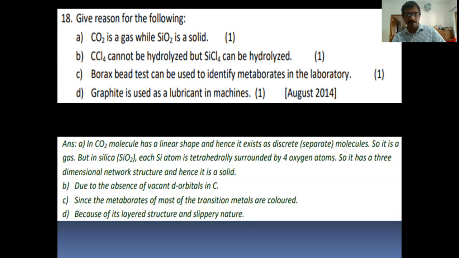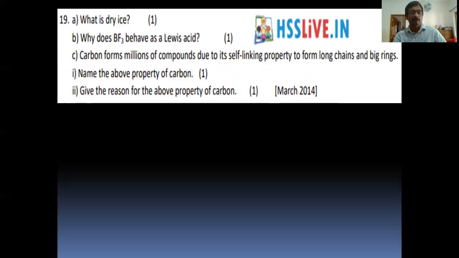You can see the answers here and study them well. What is dry ice? Solid carbon dioxide is dry ice. Why does BF3 behave as a Lewis acid? It is asked 3 or 4 times. You know, boron has only 6 electrons in the outermost orbit. It is electron deficient, so it requires 2 more electrons. Therefore, it acts as a Lewis acid.